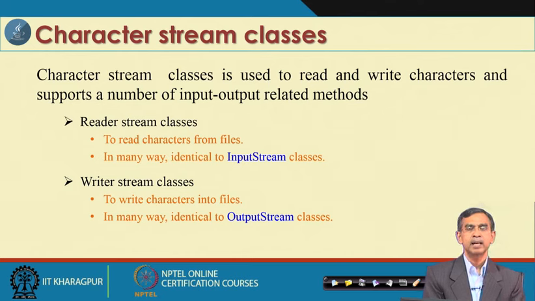Now, the reader stream class, as I mentioned, is used to read characters from some input source, and in many ways it is very similar to the input stream classes. On the other hand, the writer stream classes write characters into the output destination targets. It is also in many ways very similar to the output stream classes.